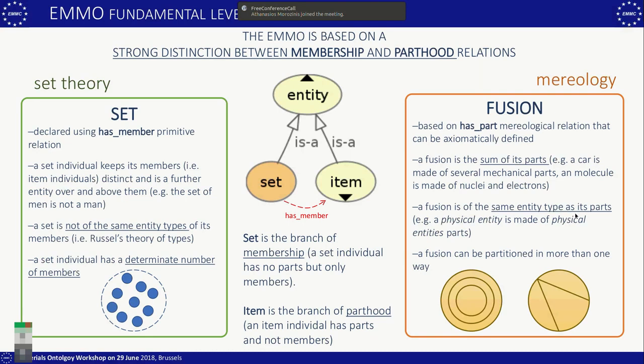A fusion is of the same entity type as its parts. So if you have a material entity, its parts must be material entities. This difference between membership and parthood is the main distinction that we provide within the EMMO, and this is something that we needed to have, and it is not very well prescribed in the Basic Formal Ontology.